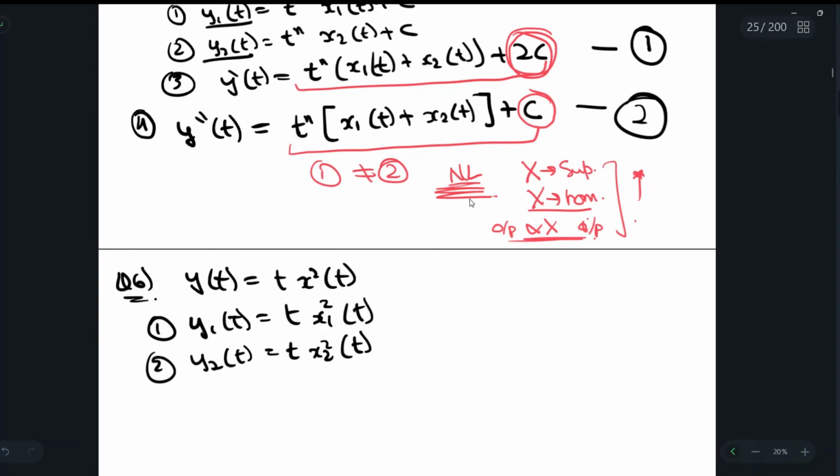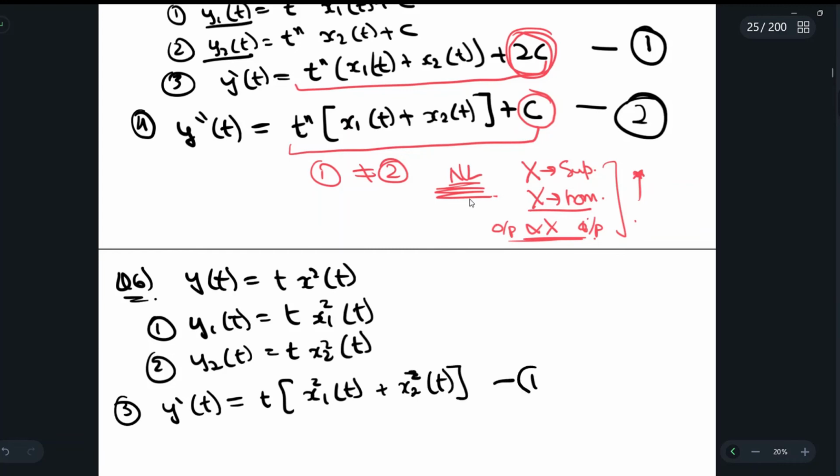So guys, now we will do the third step. What we have to do for that, we have to find out y dash of t. So on doing so, you will simply get t will come out to be common, and we will get x1 square of t plus x2 square of t. Say this is equation 1.